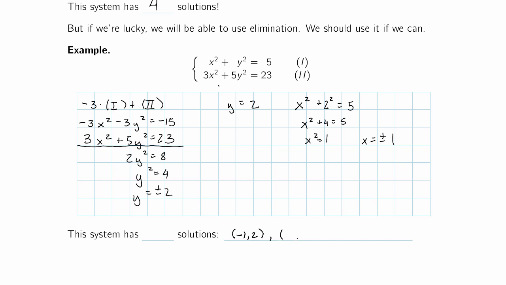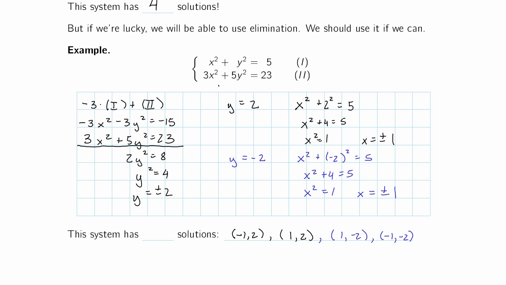(-1, 2) and (+1, 2). So I plugged in the single y value and I got two different x values to go with it. If I plug in y equals -2, then I've got x squared plus -2 squared is 5. x squared plus 4 is 5. It turns out this is giving me the same thing. So I also have x is +1, y is -2, and x is -1, y is -2. So that y equals -2 gave me the same two x values.